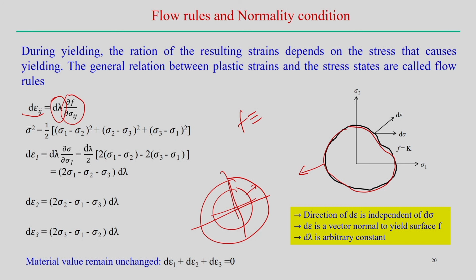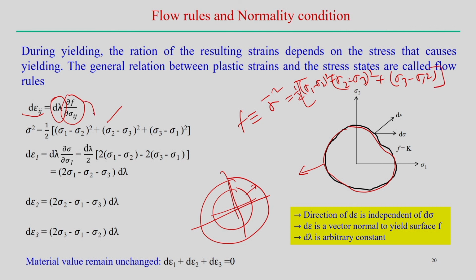Now, if we assume that this functional form can be represented as sigma bar square equal to this, then we can say that the increment of the strain d epsilon 1 can be obtained simply by the derivative of this functional form f. In this case f equals sigma bar square, which is equal to half of sigma 1 minus sigma 2 square plus sigma 2 minus sigma 3 square plus sigma 3 minus sigma 1 square. So, this is the functional form.